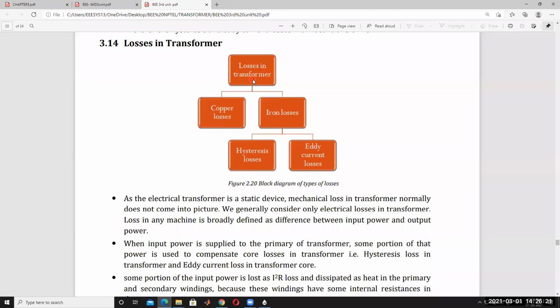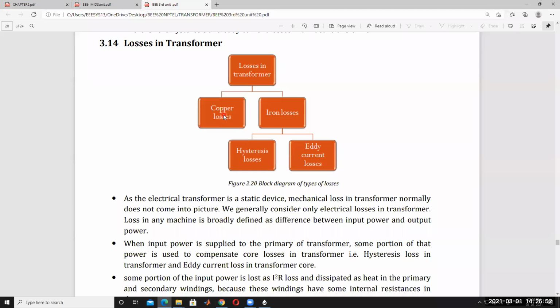The major losses are divided into two kinds, copper losses and iron losses. The copper losses occur because of the transformer winding. Copper losses are called I square R losses.